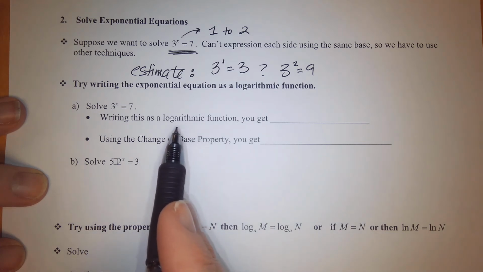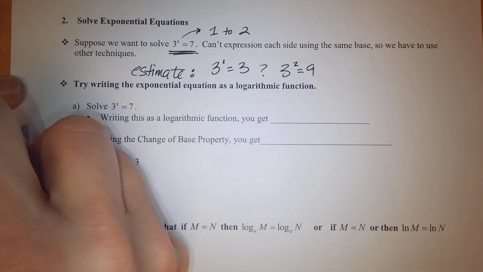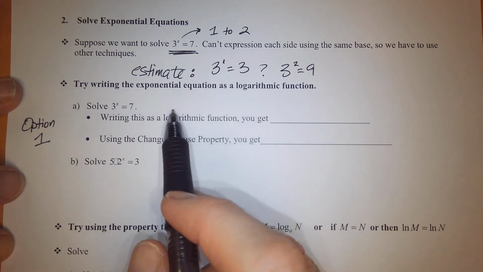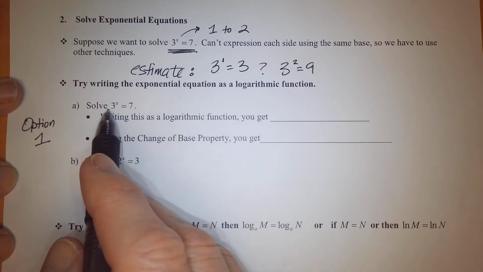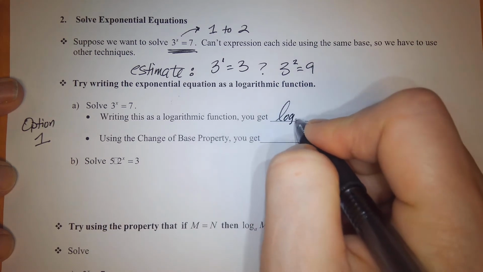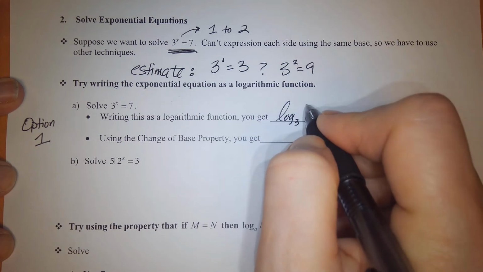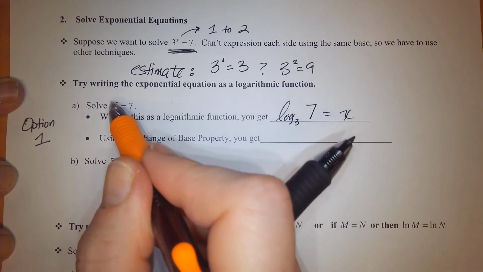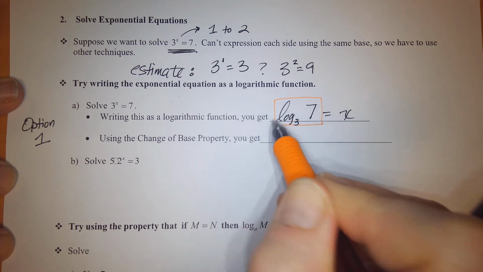There are two ways I'm going to do this particular problem. The first way, option 1, is to write the exponential equation as a logarithmic function. So if I were to write this as a logarithmic function, 3 is the base, 7 is the argument, and the exponent is x. So we're basically trying to solve for this exponent x, which actually is equal to everything inside of here.